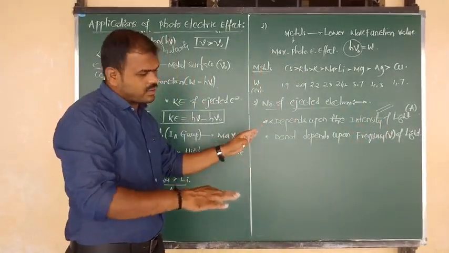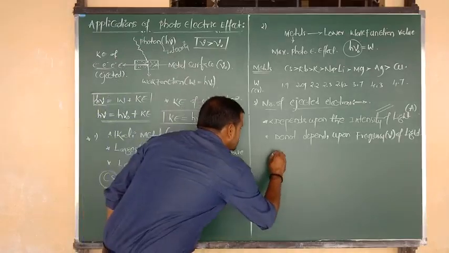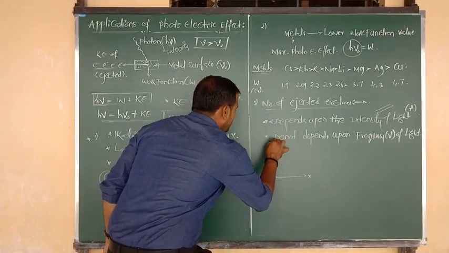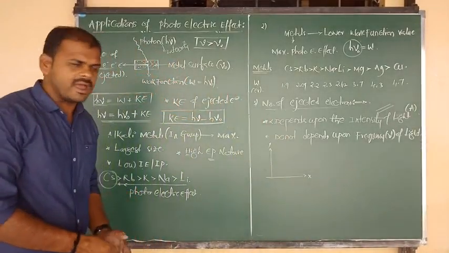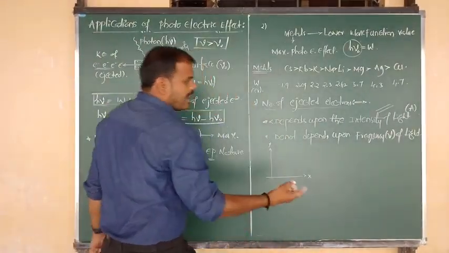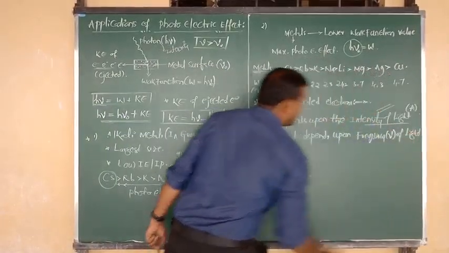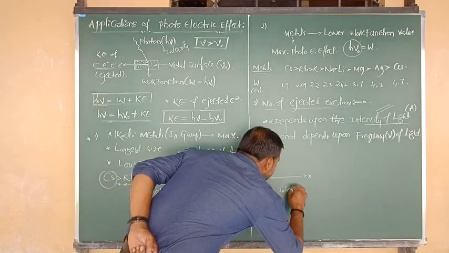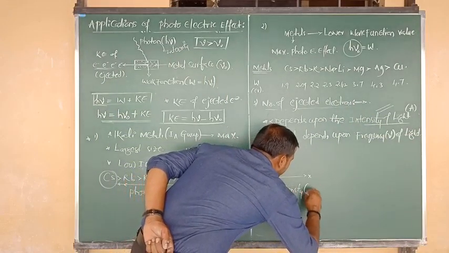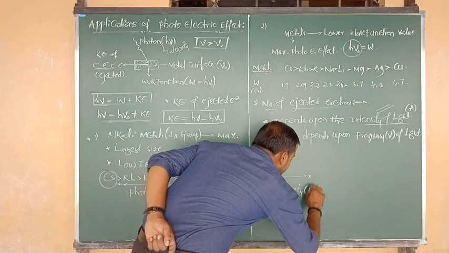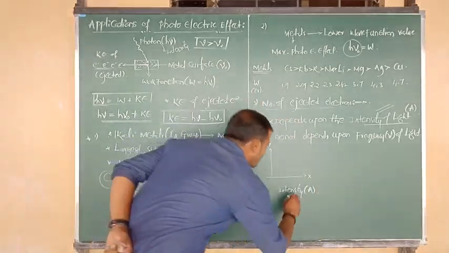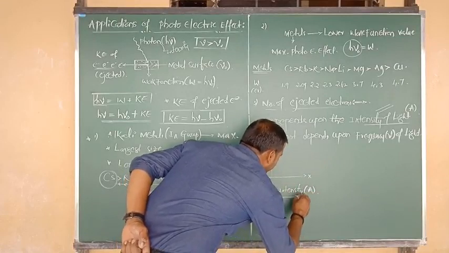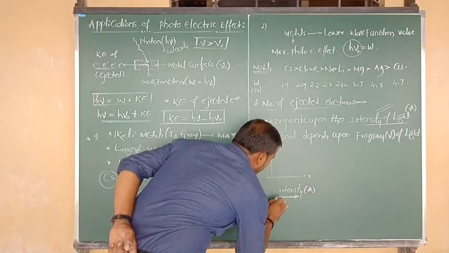So two different graphs have to be drawn. Suppose this is the x dimension and this is the y dimension. On the x dimension, I am going to consider the intensity of the light. The symbol of intensity is capital A, and we can also say amplitude, or brightness of the light.